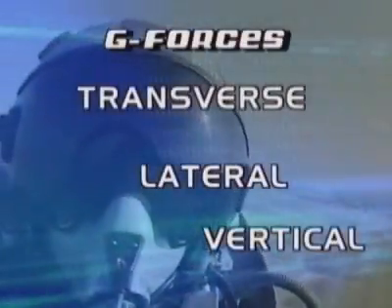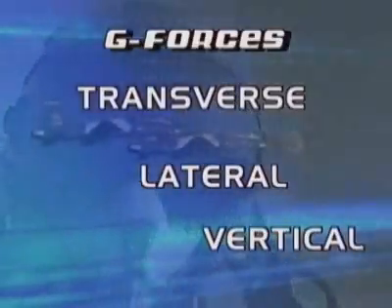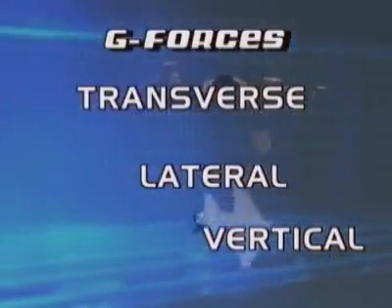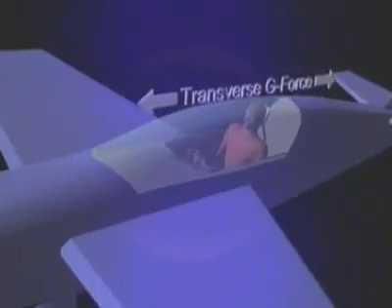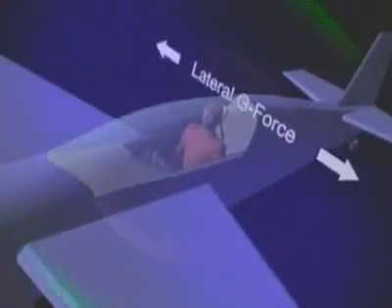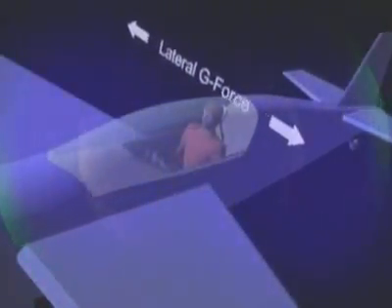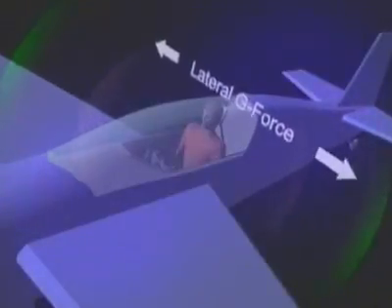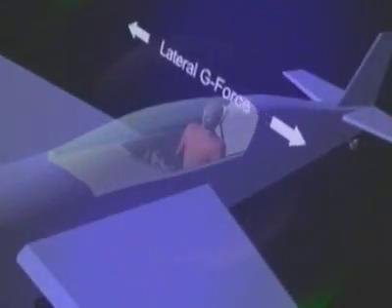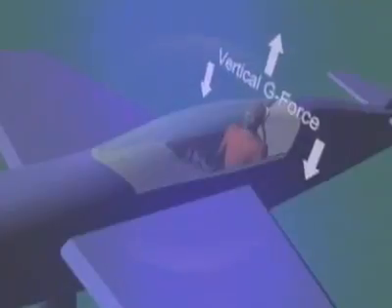There are three types of G-forces that have a significant impact on the body. Transverse Gs, defined as the acceleration force applied along the front-to-back axis of the body. Lateral Gs, defined as the acceleration force applied along the side-to-side axis of the body. And vertical Gs, defined as the acceleration force applied along the head-to-foot axis of the body.